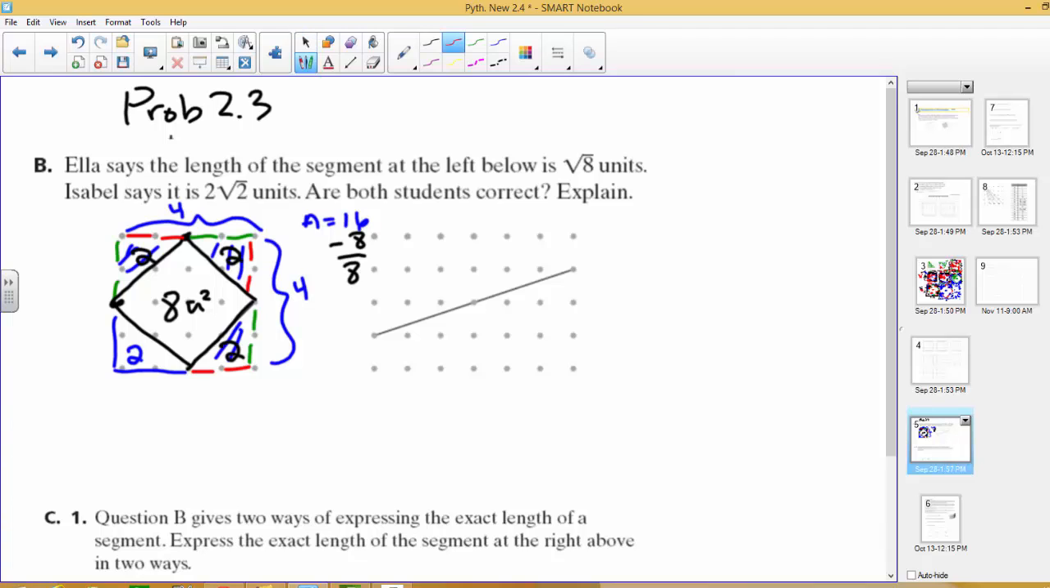So since the area is 8, that means every single side length that results from dropping a triangle, making a 2 by 2, is going to be the square root of 8. So Ella says that this is 2 square roots of 2.